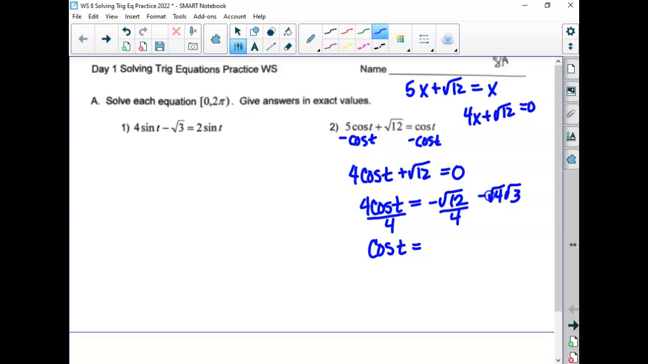4 times 3 over 4. What's that going to reduce to?